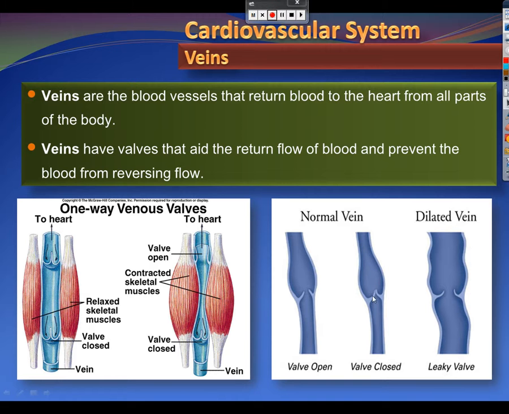These valves are also very important because blood needs to flow in one direction. Your circulatory system moves blood one way. Now, if all of a sudden you start having blood flowing the opposite direction, you're going to have a major problem in your body. So these valves need to open and close accordingly.